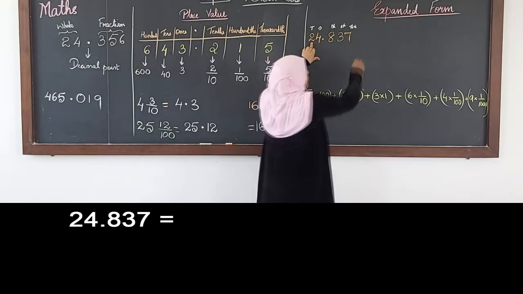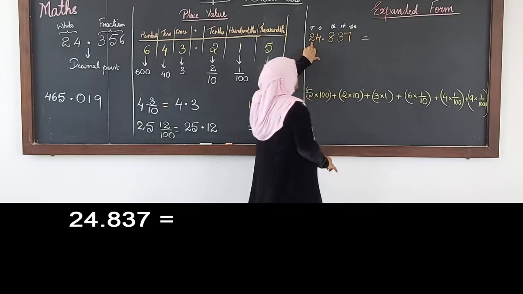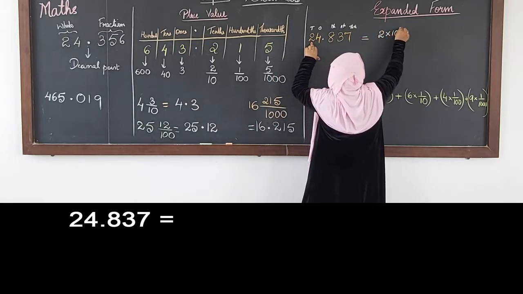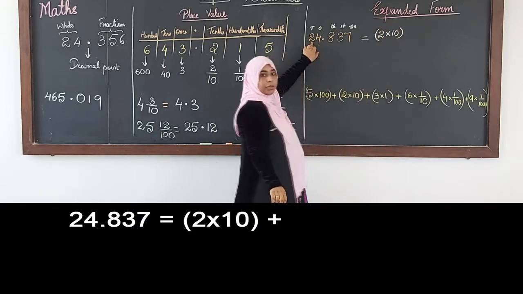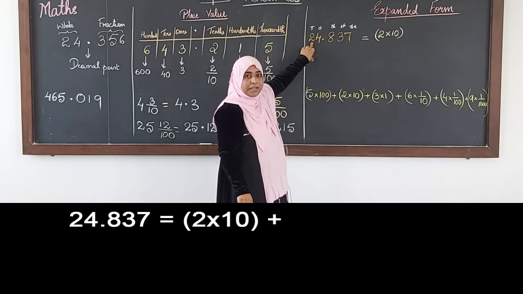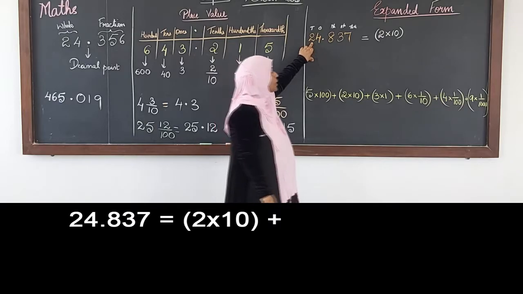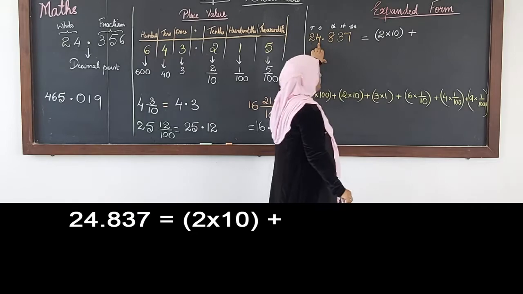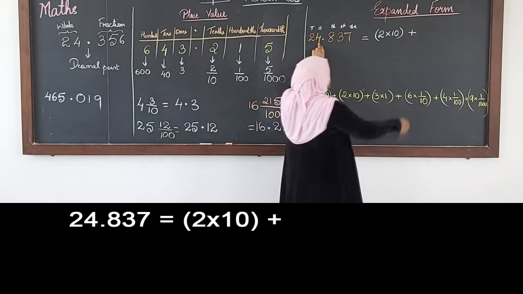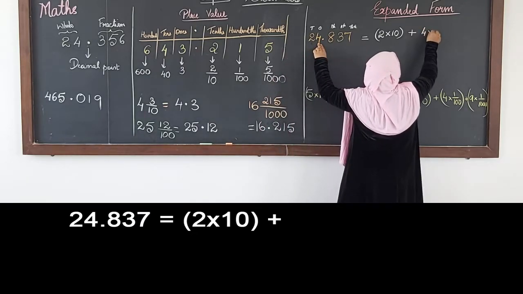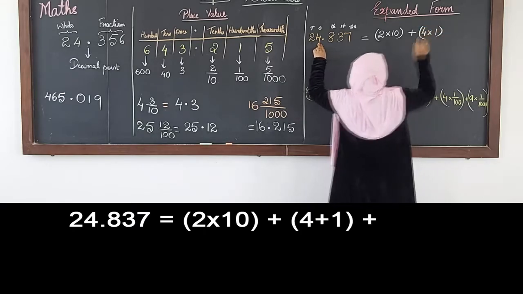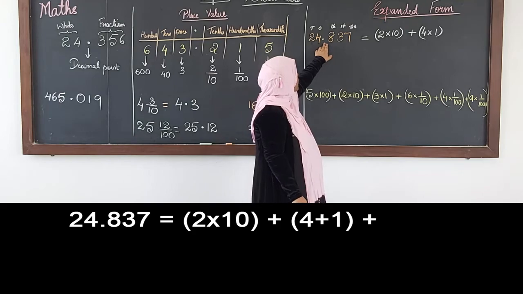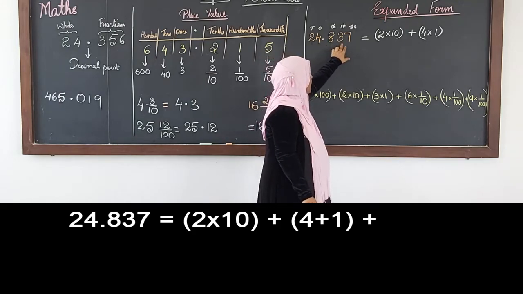Now 2 is in the 10th place, so it will be 2 into 10. So 2 into 10, that is 20, is the place value of 2. Then we go to the next place, that is 4 in the 1's place. So 4 into 1. Okay, so we have expanded our whole number part. Next we are going to the decimal part or the fractional part.